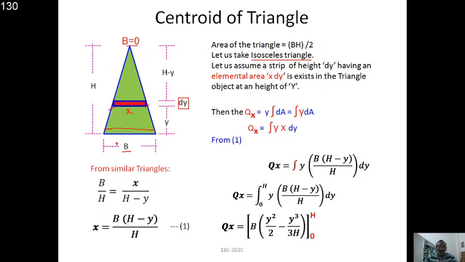Whereas at this point at the bottom, the width is equal to b. So this elemental strip is traveling from b equal to b to b equal to 0. Hence its width is not constant, its width x is going to vary. How it varies, we have to notice. For that we need to take a simple concept of similar triangles.